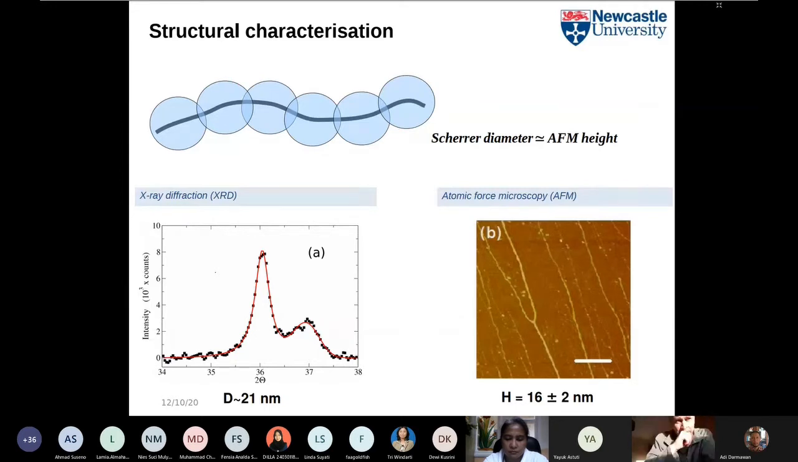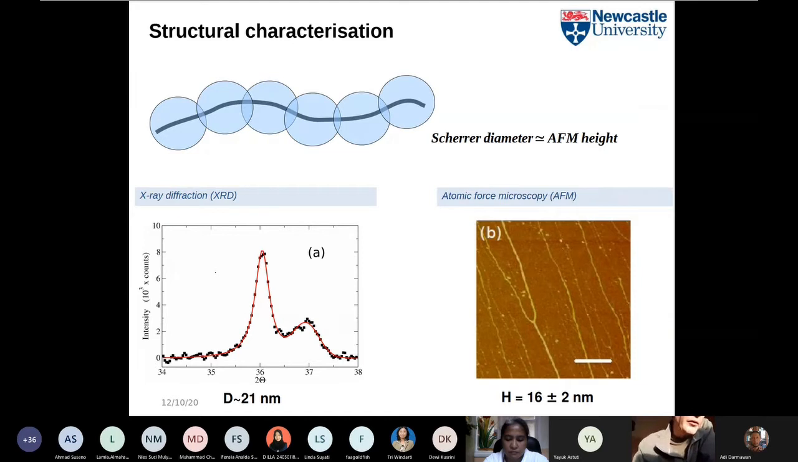So in the example shown here, this is actually a cuprous oxide nanowire, and at the bottom right we can measure the diameter of those spheres just from the height in the AFM image. So we comb these nanowires onto a surface, either silicon oxide or mica. We image with the atomic force microscope, we measure the height of the features, and that is one estimate of the diameter of these particles, in this case about 16 nanometers.